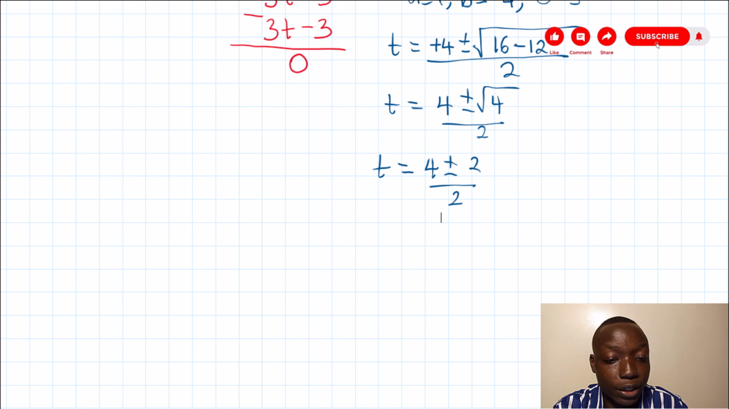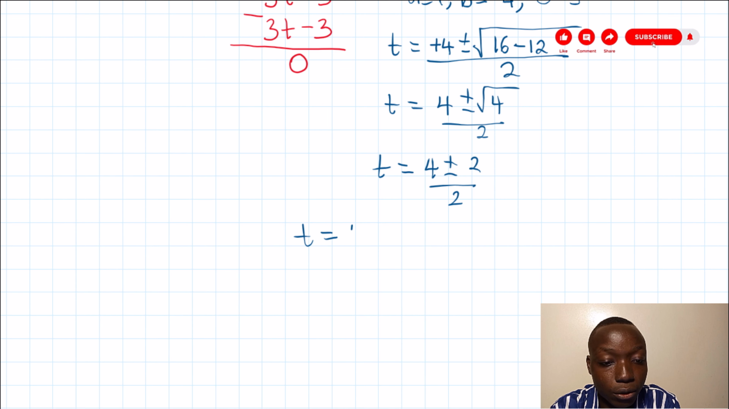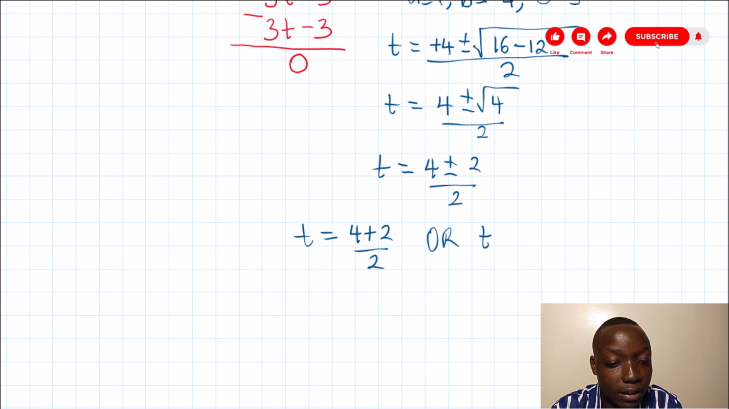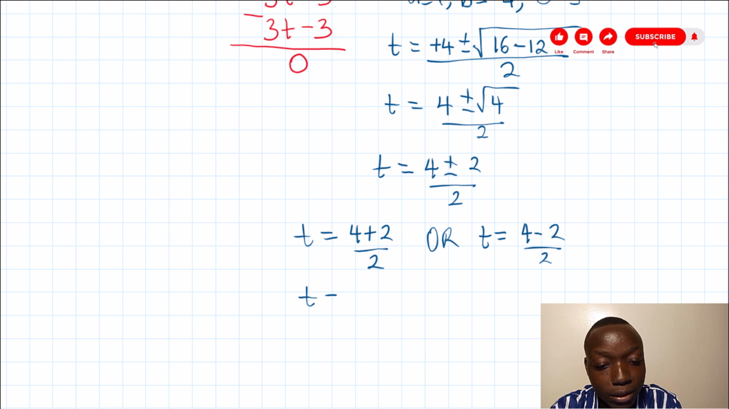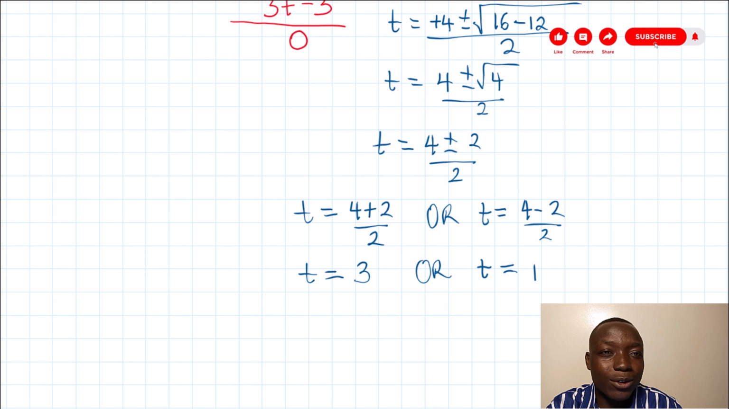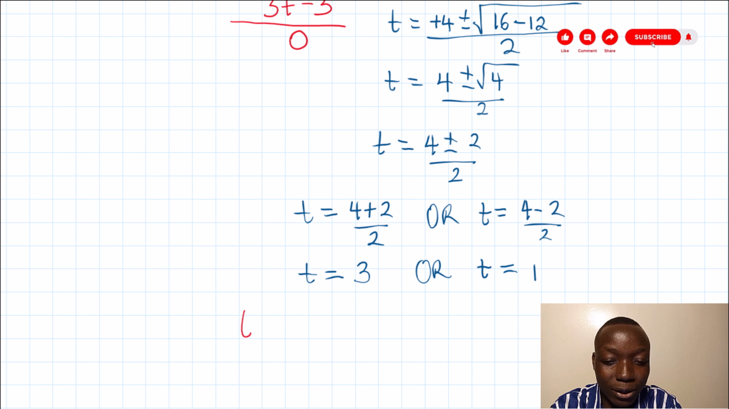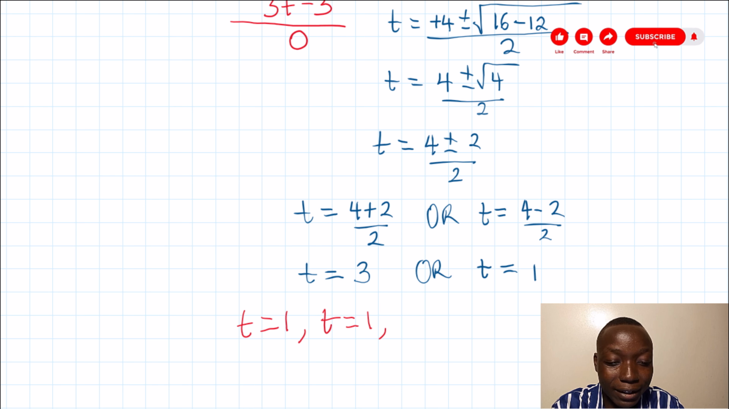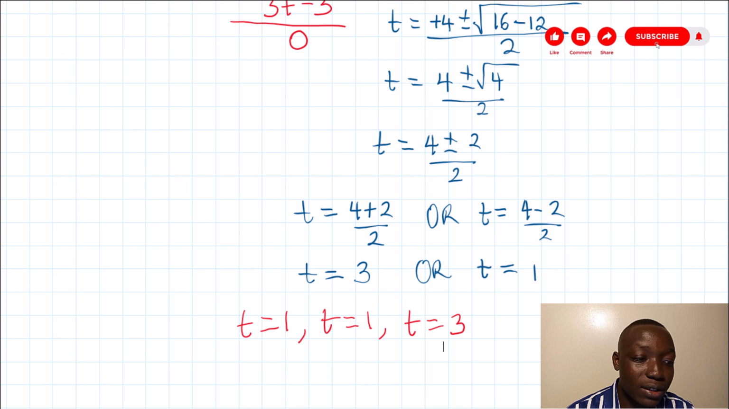If we solve this, we're going to have that t is equal to 4 plus 2 over 2, or t is equal to 4 minus 2 over 2. So t is equal to 6 over 2, which is 3, or t is equal to 2 over 2, which is 1. So the solution is t equals 1 twice, and t equals 3. So 1, 1, 3 solves this equation.